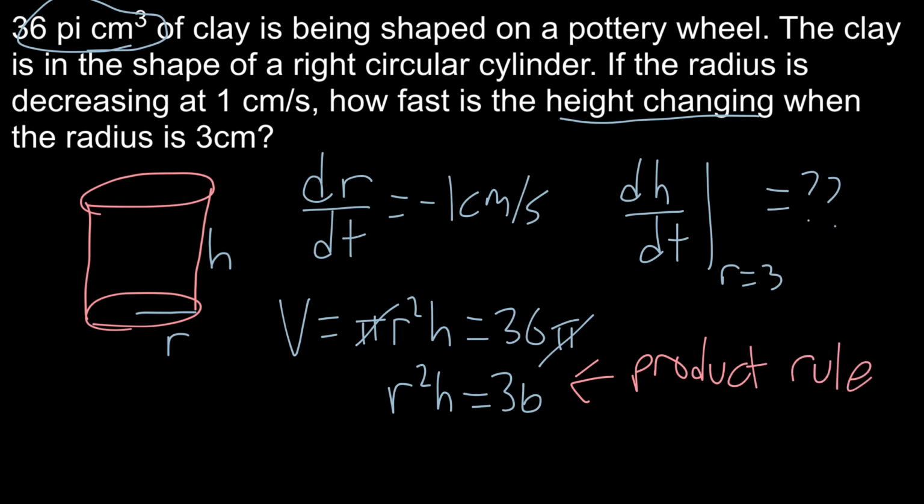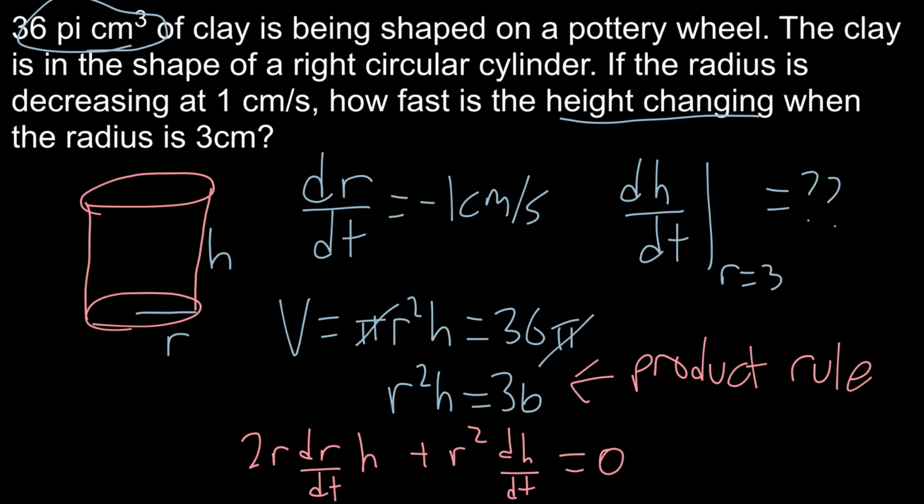So using the product rule, we're going to get 2r dr/dt times h plus r squared dh/dt equals 0, because the derivative of a constant is always 0.